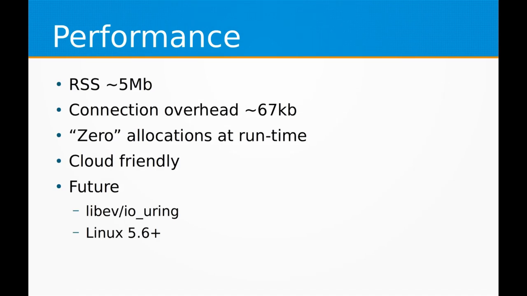Looking at performance in general, pgagroal will use around 5 megabytes of RSS memory, and the overhead of each connection is around 67 kilobytes. This means that pgagroal has a very small memory footprint. Due to the libev event mechanism and a fixed network buffer, there are basically zero allocations at runtime in pgagroal itself. This means that pgagroal is very cloud-friendly, as it uses a limited number of resources to manage the connections, and it scales well using the CPU resources available.